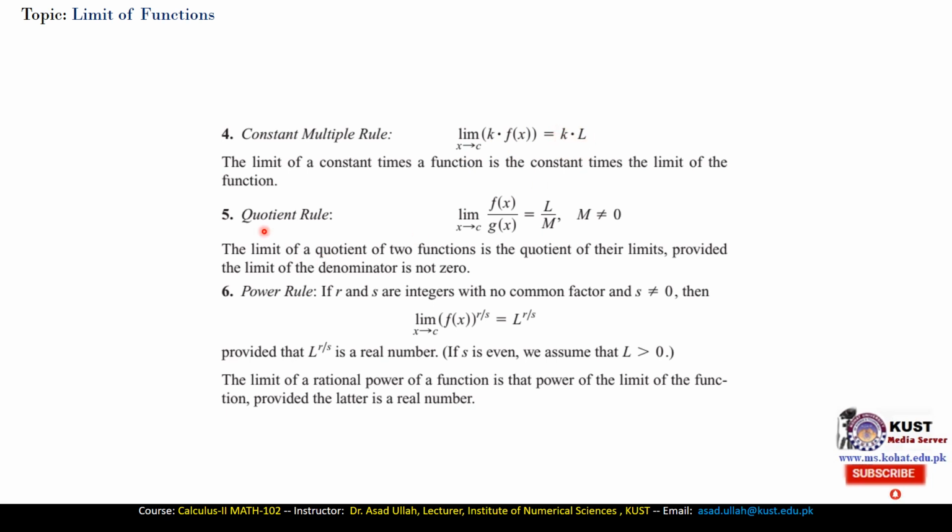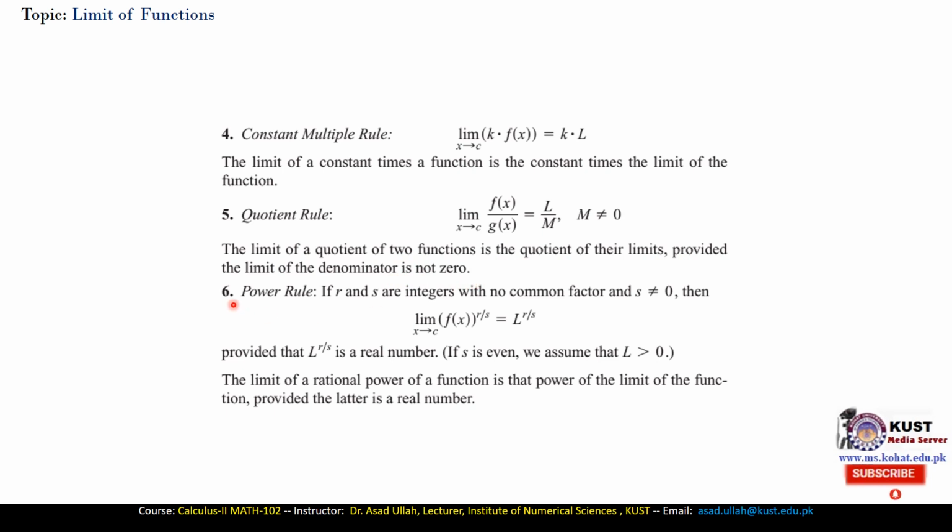Rule number 5, quotient rule. We have a function f of x divided by g of x, and we are finding the limit at the point x equal to c, which is equal to L divided by m, provided that m is not equal to 0. From this property, the limit of a quotient of two functions is the quotient of their limits, provided that the denominator is not equal to 0.